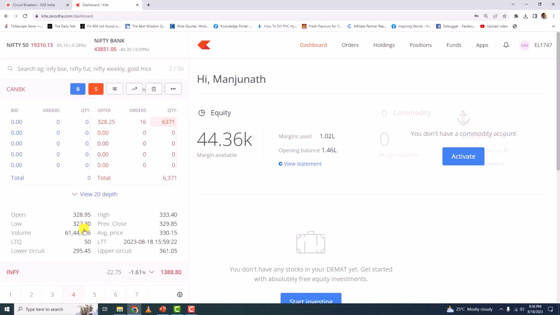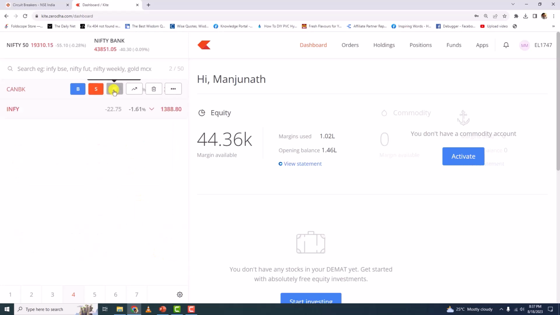Now the lower circuit and upper circuit values have been calculated for today based on previous close. So previous close means yesterday's close. Yesterday's close was 329.85, and based on this the 10% upper and lower circuits are this and this. Alright, so let me minimize this and let me show it for Infosys.